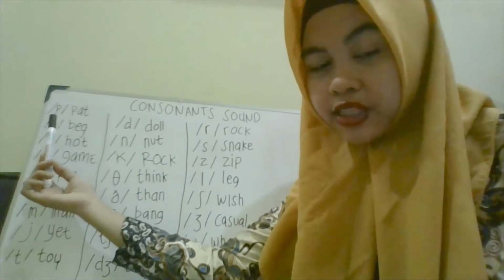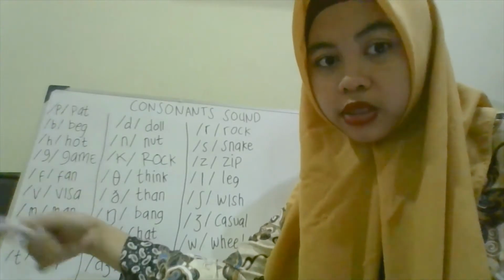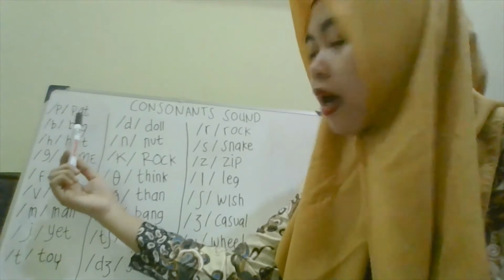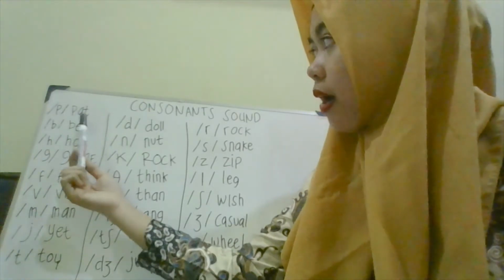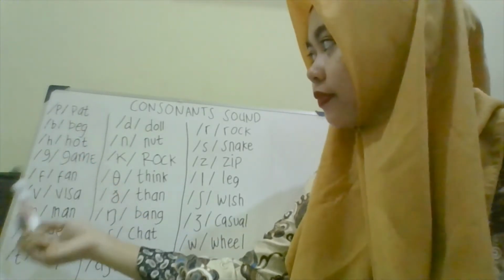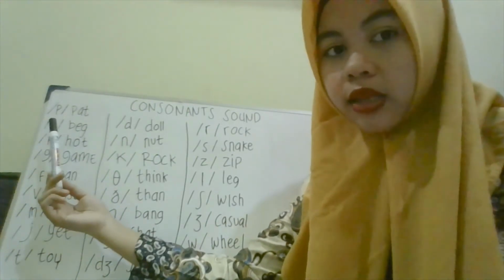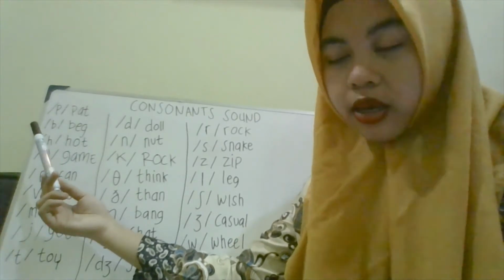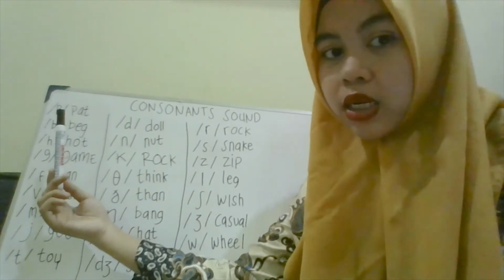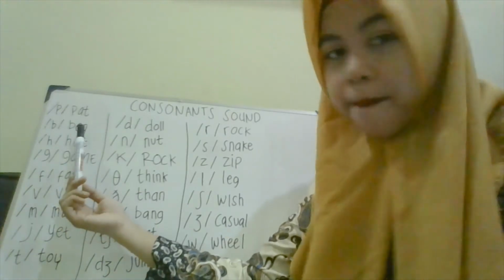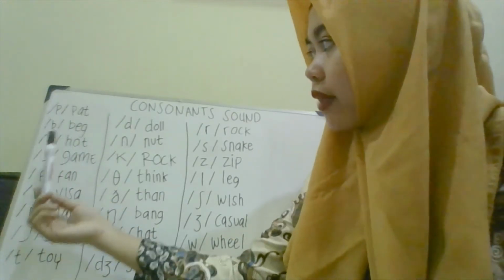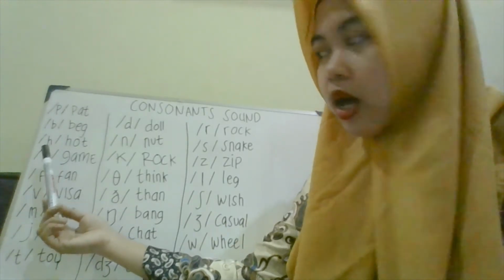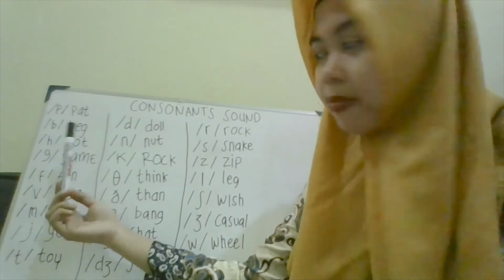On the alphabet it is P, and its consonant sound is P. The word is pet. Next, B on the alphabet, and the consonant sound is B. The word is bag. And then H. H. Hot.